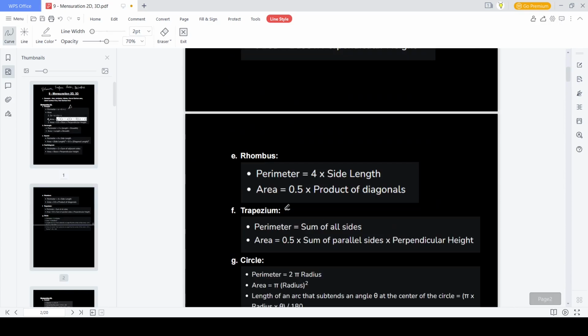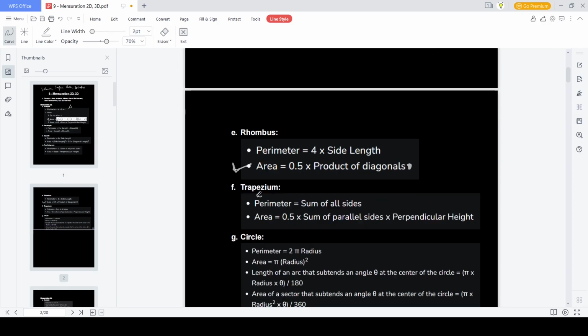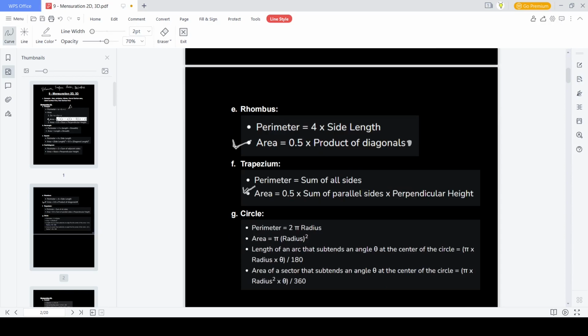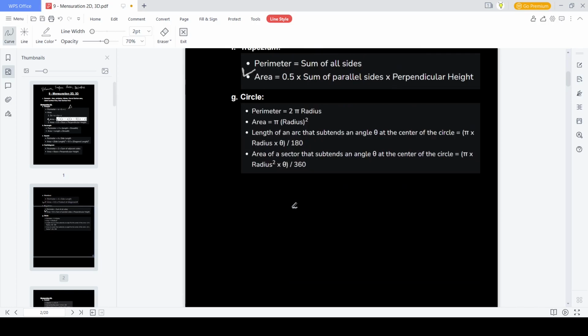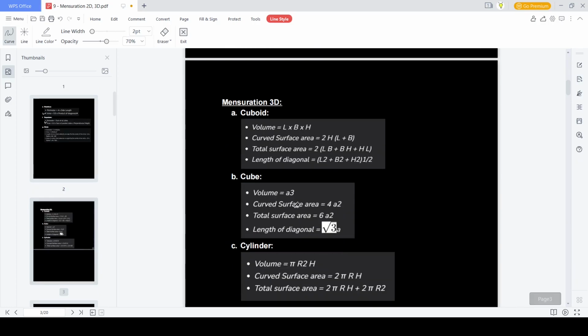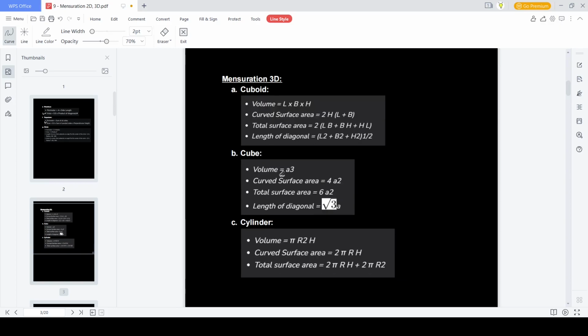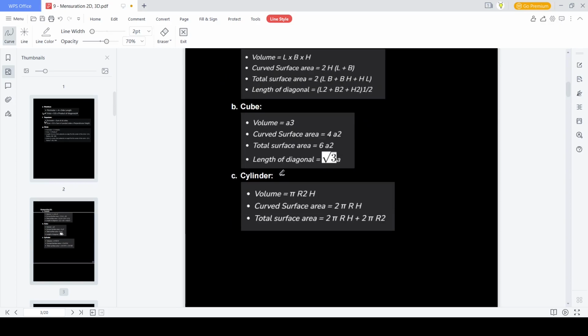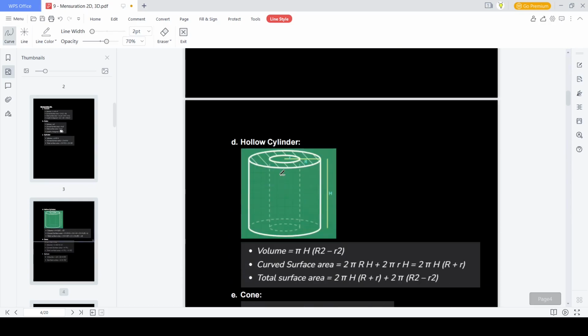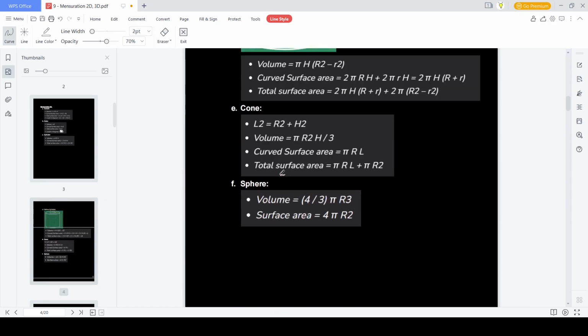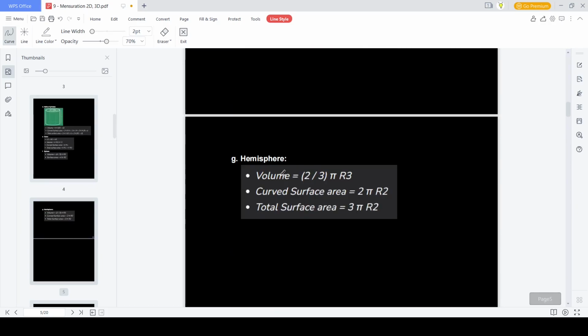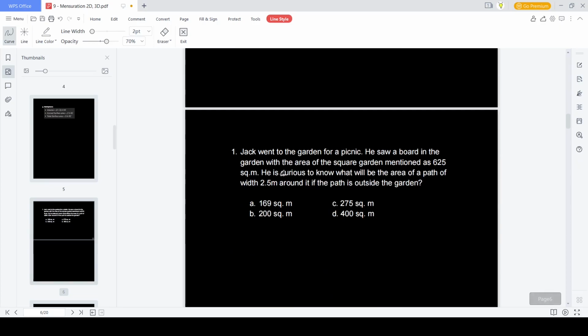This also is fine. In rhombus, area is half into product of diagonals. Okay, this is important. In trapezium, area is half into sum of parallel sides into height. Circle we know. In 3D, cuboid is there. Cuboid, I think we know all these formulae. Cube, cylinder, it's okay. Hollow cylinder, cone, sphere, hemisphere. Okay, let's dive into the questions.